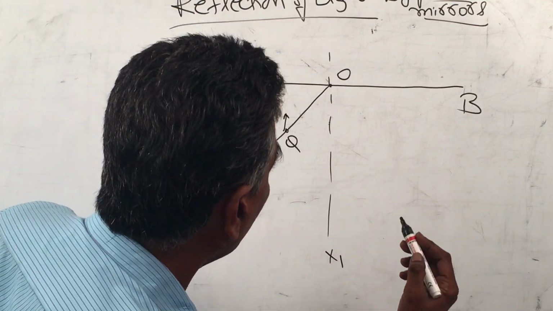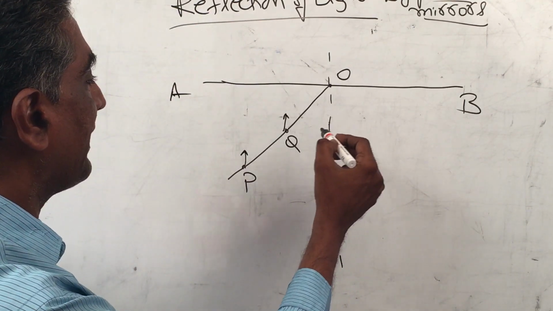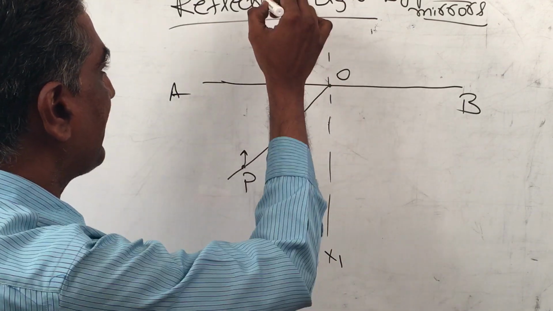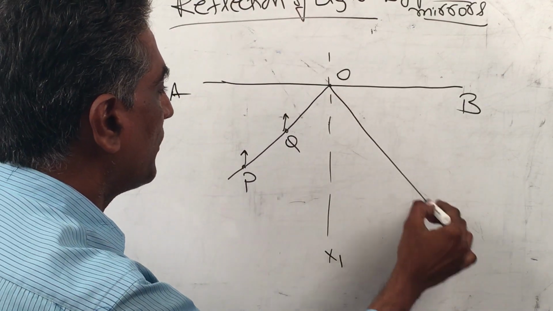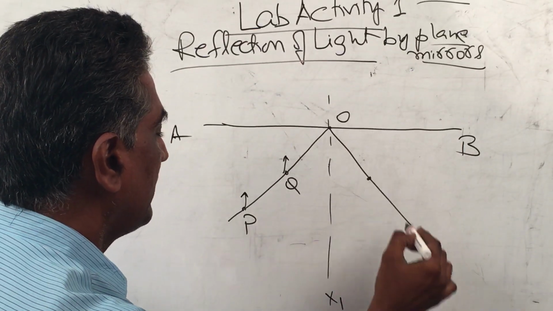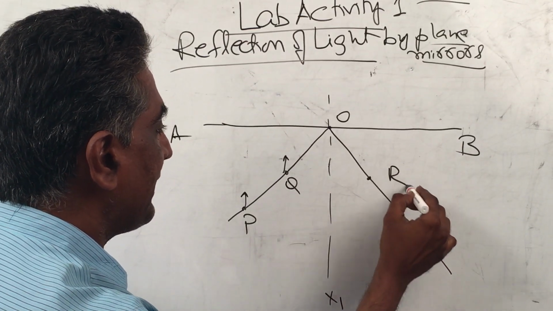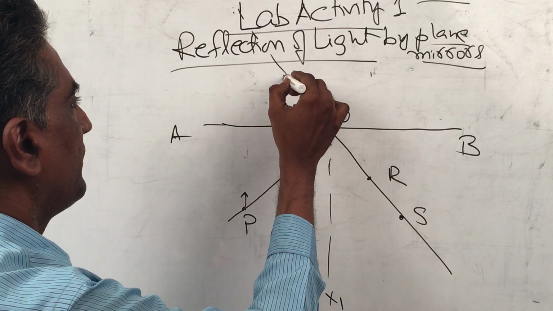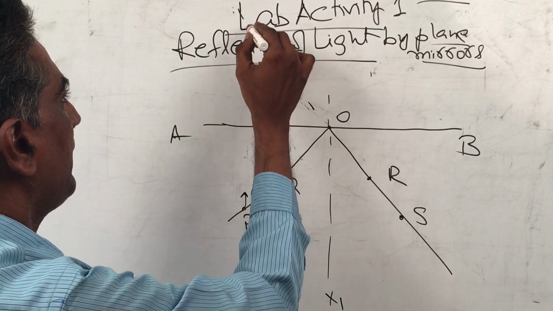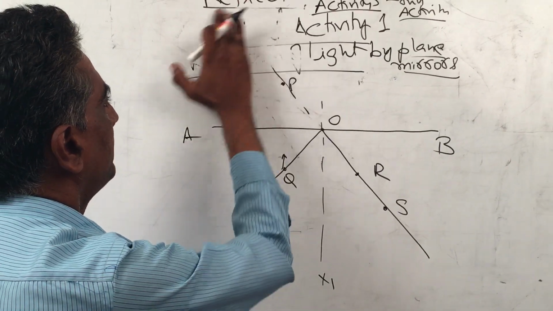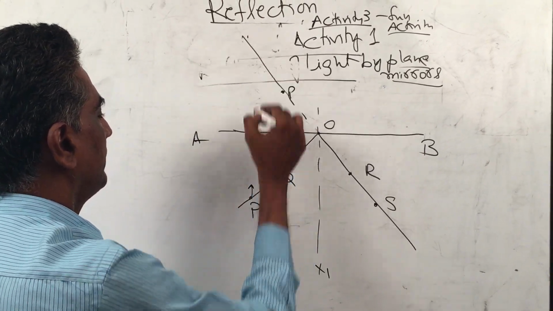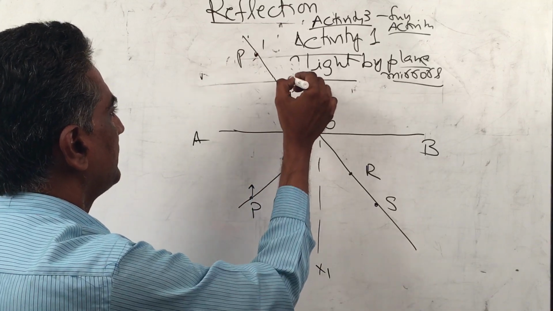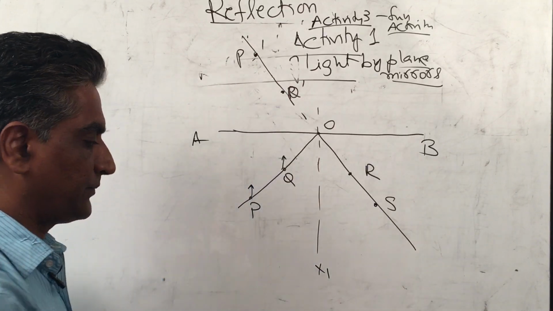You go on the other side, you look there, you will find these 2 pins coming somewhere there. So you will find Q there and P there, and you put 2 more pins R and S in such a way that they coincide with P dash and Q dash. So it's something like this. So this will be P dash and this will be Q dash.